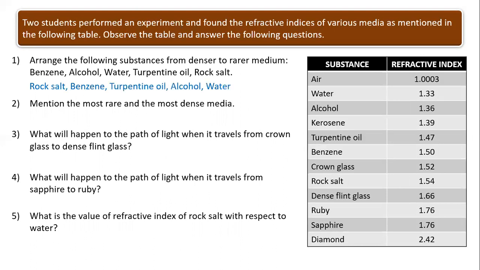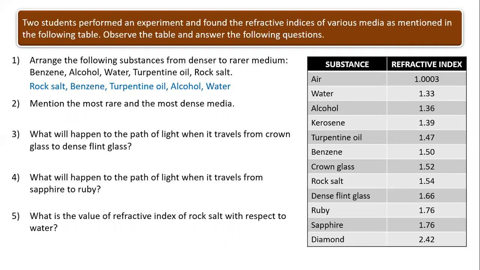So my answer is going to be rock salt, then comes benzene, then comes turpentine oil, then comes alcohol, and then comes water. So rock salt out of these 5 is the densest. Water out of these 5 is the rarest. The second question, mention the most rare and the most dense media.